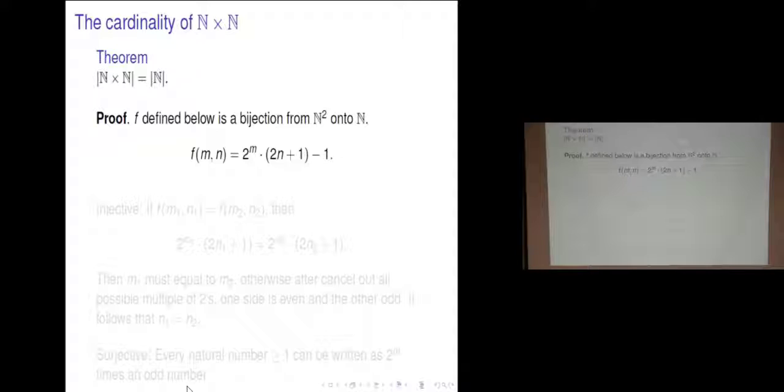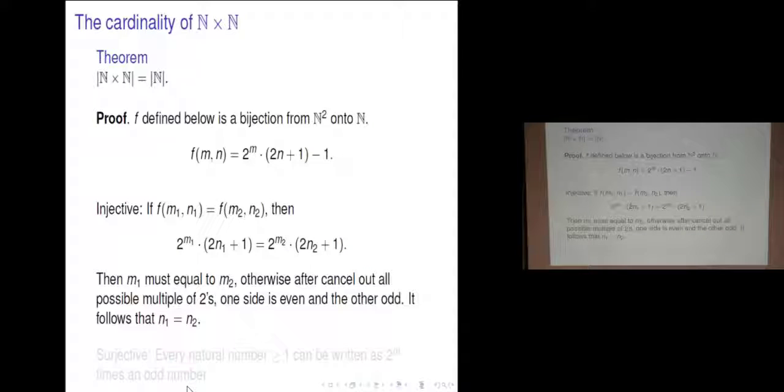Okay, so I define a function like this. I'm going to show you that this is injective and surjective. Since I skipped injective last time, let's do it together. Injective means different points are sent to different points. Or in other words, if you have two points with the same value, then the two points have to be the same. Otherwise, you have different points sent to the same point.